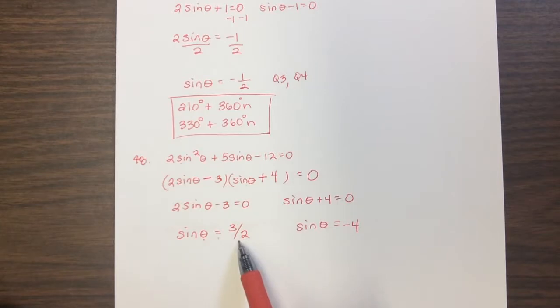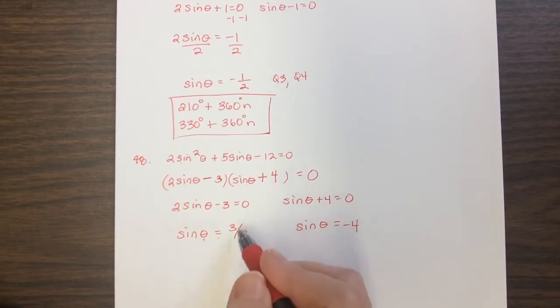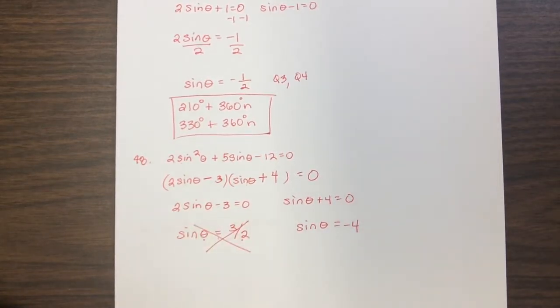When we plug it in, we get values between negative 1 and 1. Well, this is saying, what value can I plug in here and get 1.5? Well, that's over 1. So that's not going to happen.